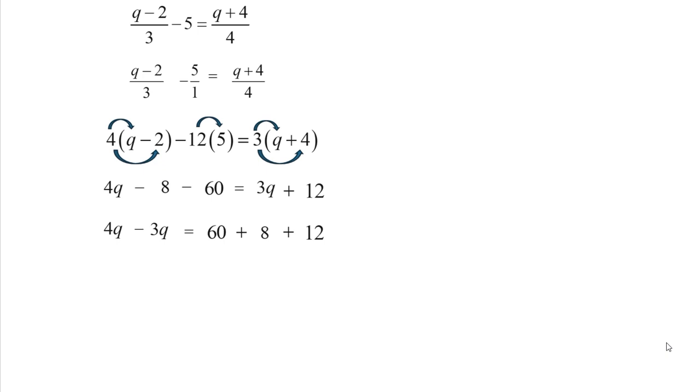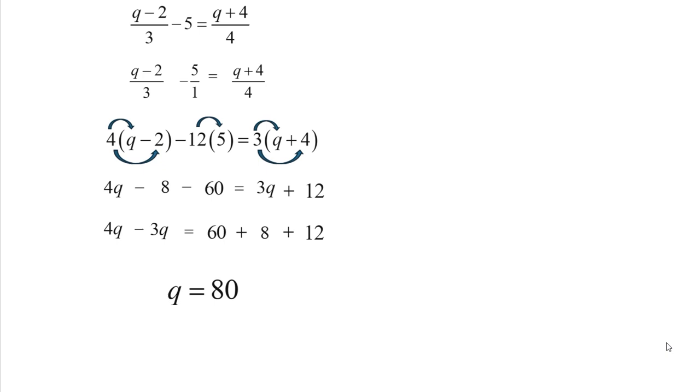At this point, we just need to collect our variables and our numbers, add them together. 4q minus 3q equals q. 60 plus 8 plus 12 equals 80. So we have a value of q equals 80.